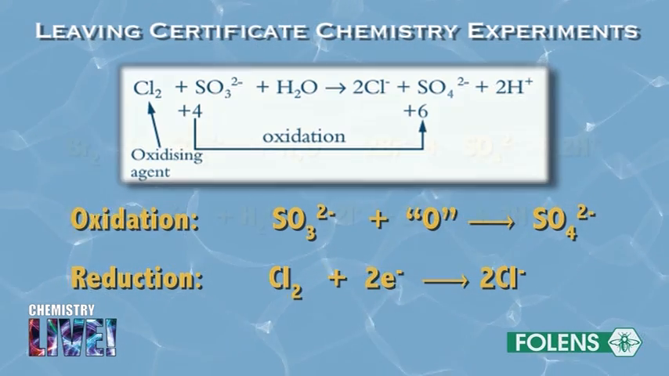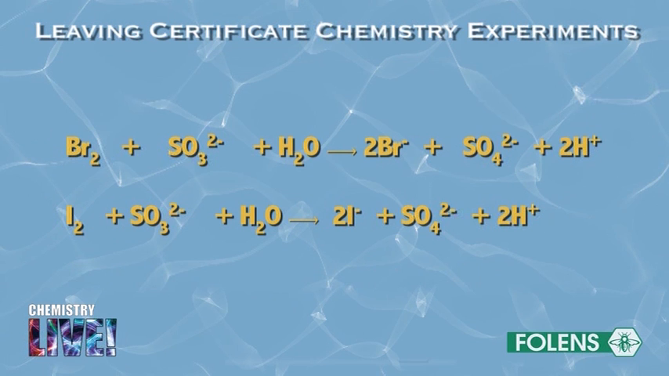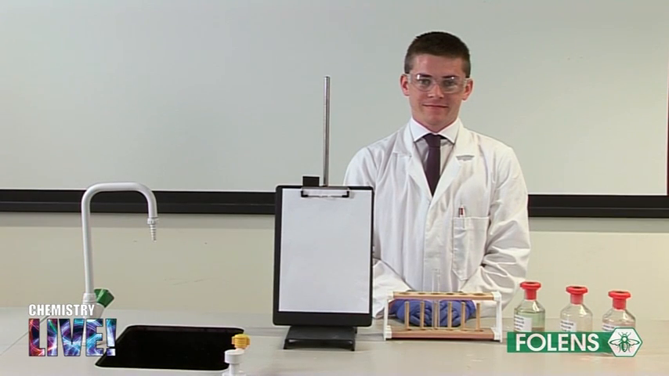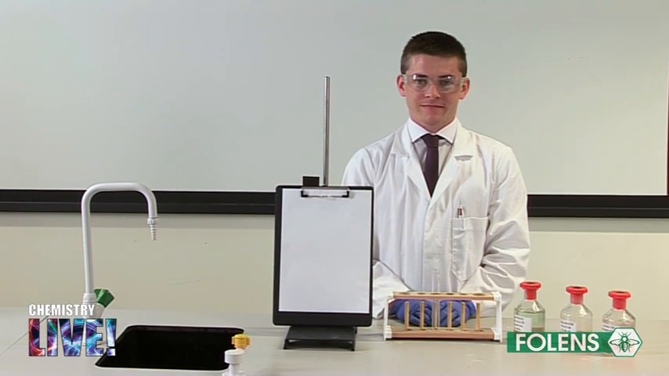If this experiment is repeated using bromine water and iodine solution, the same results are obtained. That is, the sulfite ion is oxidized to the sulfate ion, as shown on the screen. The final test to demonstrate the oxidizing properties of the halogens is to show the conversion of Fe2+ to Fe3+.